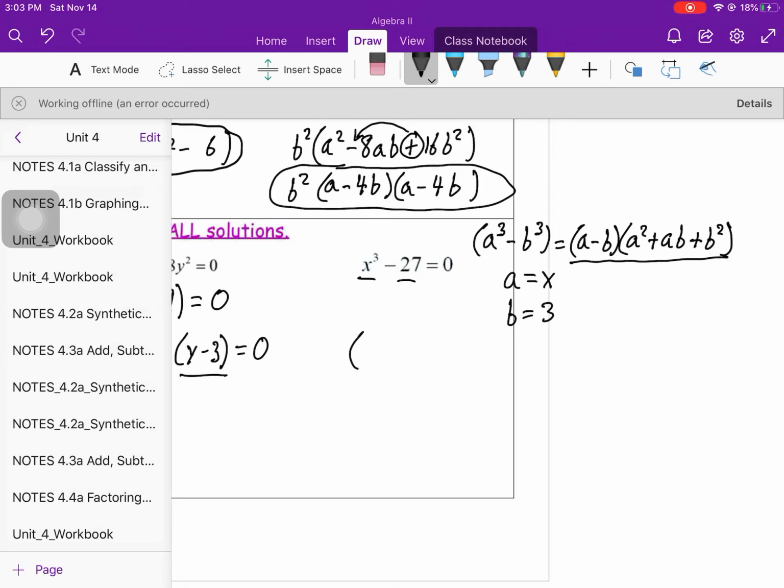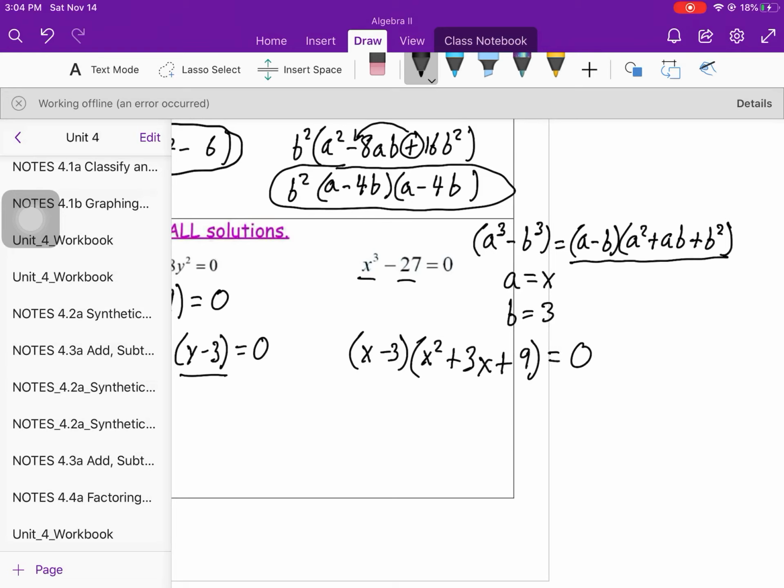We know we're going to get x minus 3 to start, and then a squared is going to give us x squared plus a times b, so x times 3 is going to be 3x, plus b squared is 3 squared, which we know is 9.